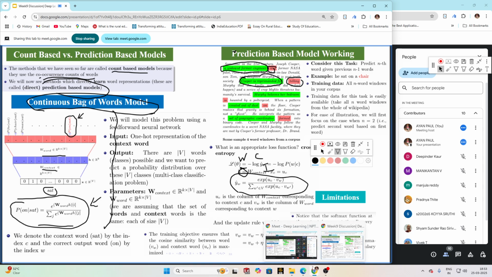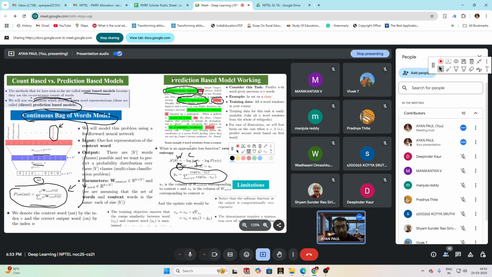Is this thing clear, at least some part of it? Is this thing clear? Am I audible? Okay.